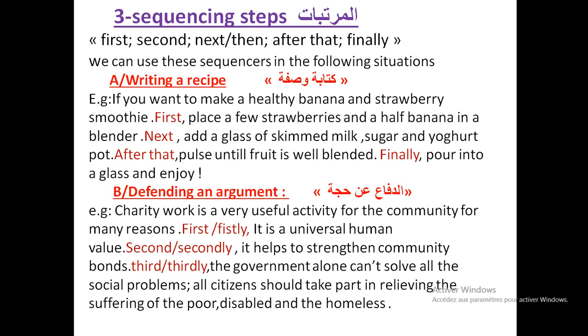Example, charity work is a very useful activity for the community for many reasons. Firstly, it is a universal human value. Secondly, it helps to strengthen community bonds. Thirdly, the government alone cannot solve all the social problems. All citizens should take part in relieving the suffering of the poor, disabled, and the homeless.